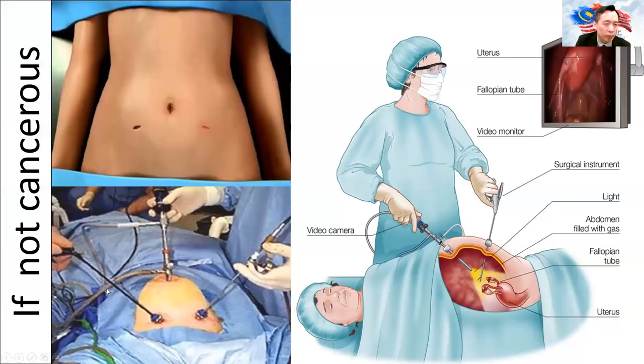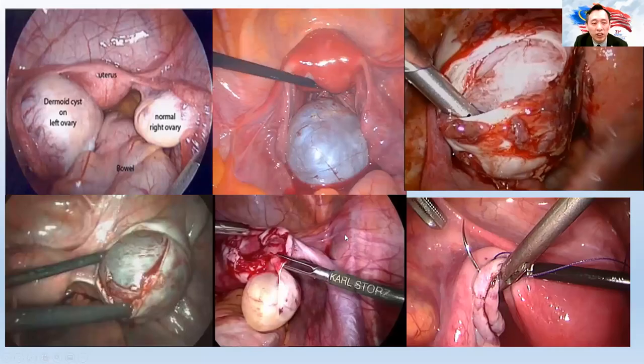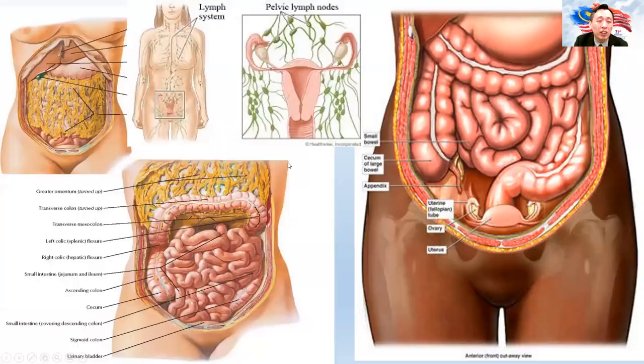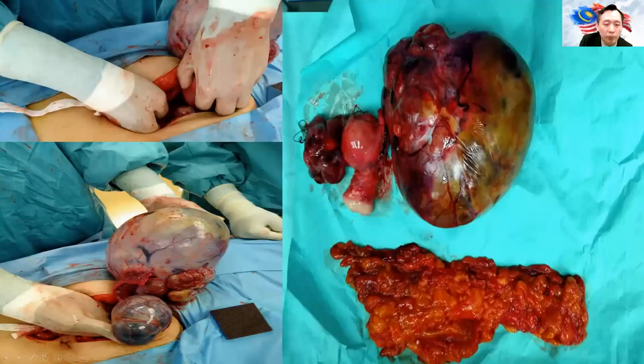So if it's not cancerous, then we can do a laparoscopic surgery where the capsule is opened up and the cyst is removed, then we can close back the space. So ovarian cancer requires operation. Normally THBSO, total abdominal hysterectomy, bilateral salpingo-oophorectomy, then we can do some lymph node excision. So this is my patient where we operated on for bilateral ovarian cancer.